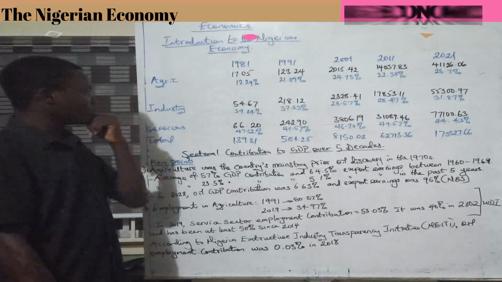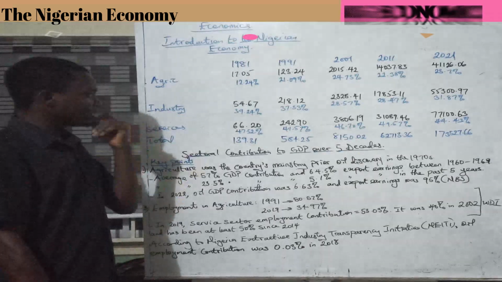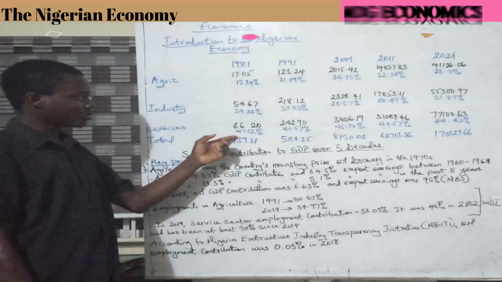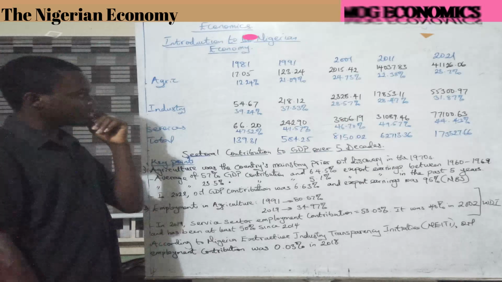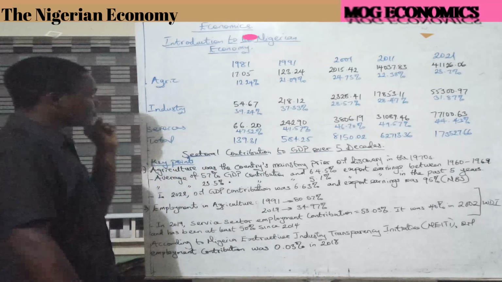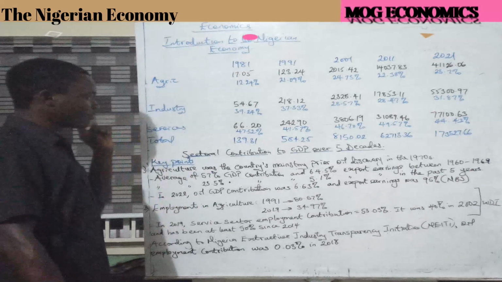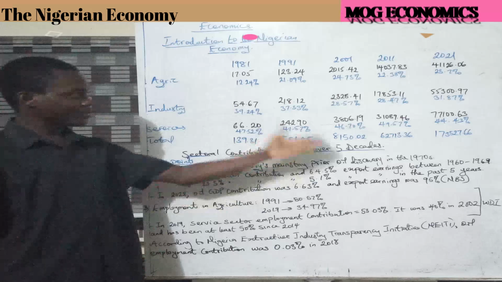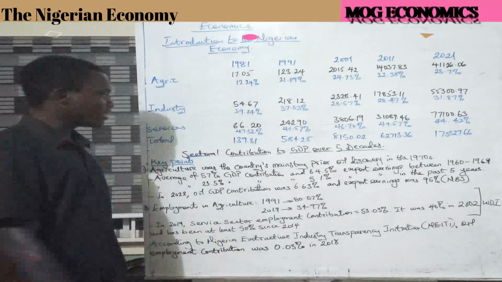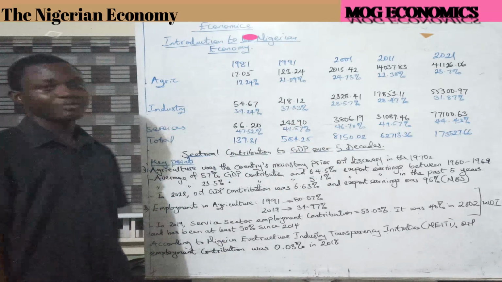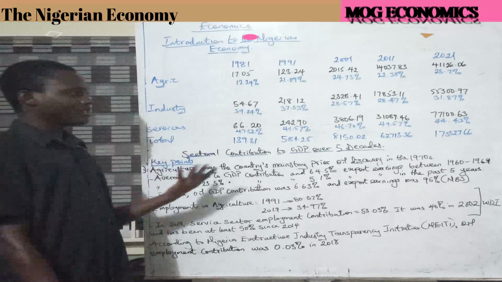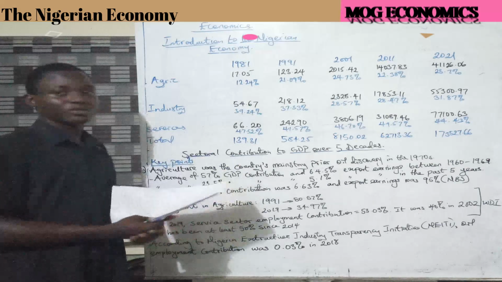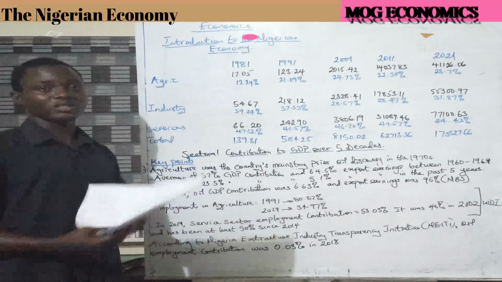As at 1981, the sector that had the highest GDP contribution was services. It had 47.52. You understand? And you would see that over time, from 1981 to 2021, services has the highest contribution to GDP. So 47, 41, 46, 49, 44. If you take the average, it will probably be around 45% contribution to GDP. So you can say that over this period, the service sector in Nigeria contributed highest to GDP.